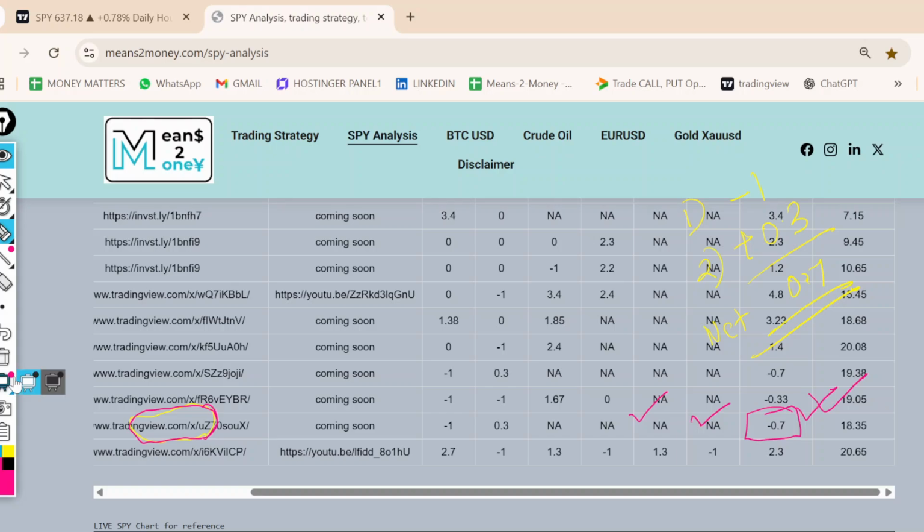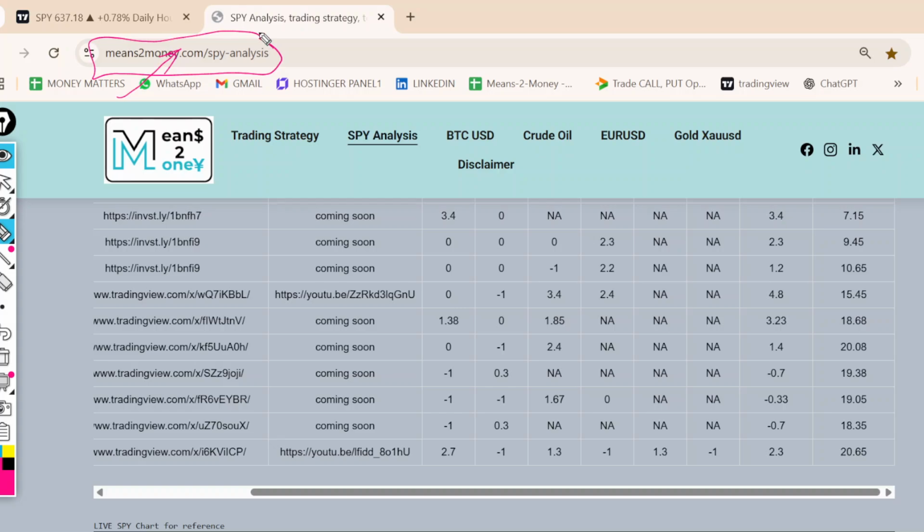Now that's all for the trade analysis on 7th August. I urge everyone to look into the other products which I have been analyzing on a daily chart on the same website, Means to Money. We have other products like BTC USD, Bitcoin, crude oil, Euro USD, Gold USD, gold. Okay. I'll open a few products and show them to you.